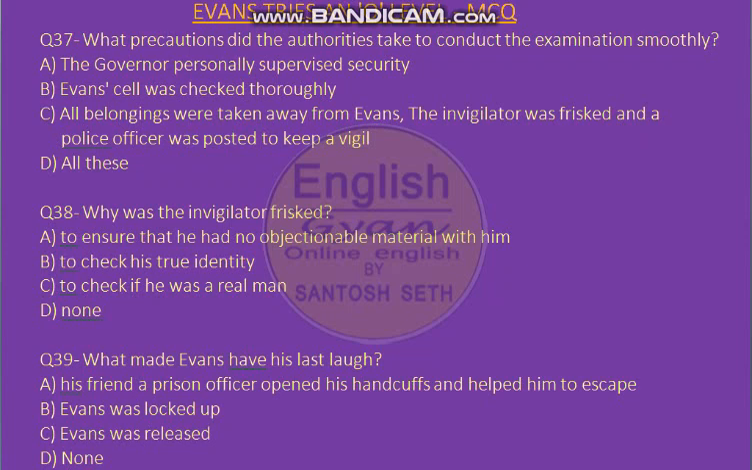Question number 38. Why was the invigilator frisked? A. To ensure that he had no objectionable material with him. B. To check his true identity. C. To check if he was a real man. D. None. Question number 39. What made Evans have his last laugh? A. His friend, a prison officer, opened his handcuffs and helped him to escape. B. Evans was locked up. C. Evans was released. D. None.